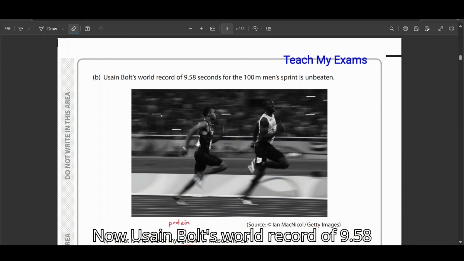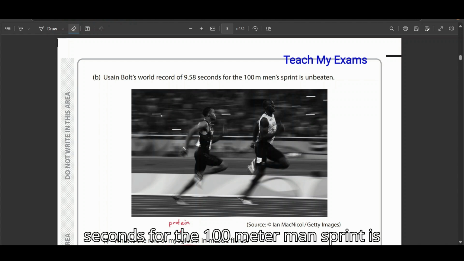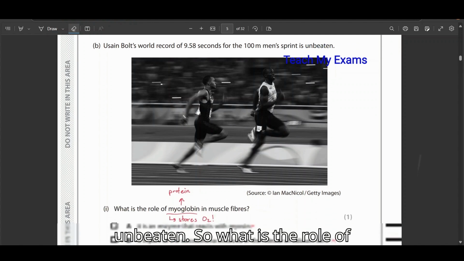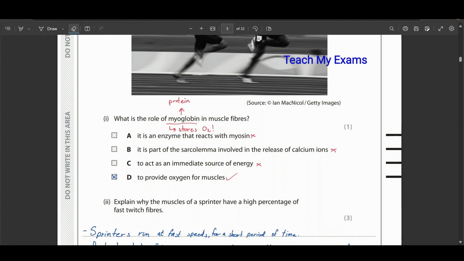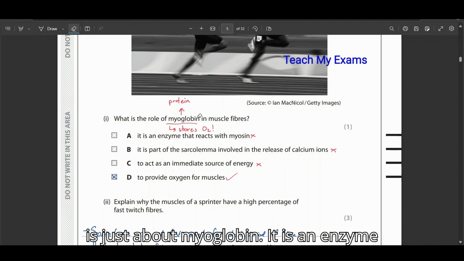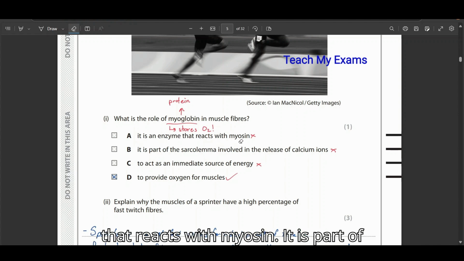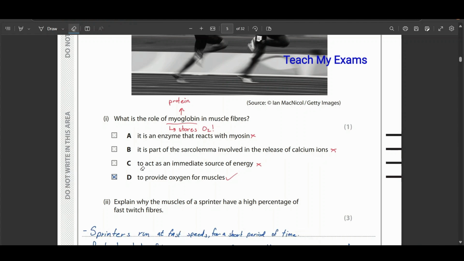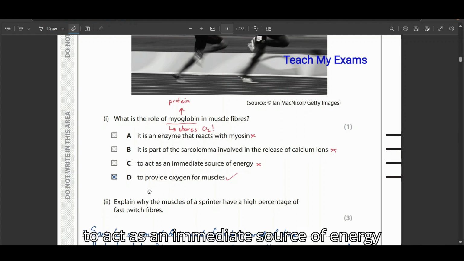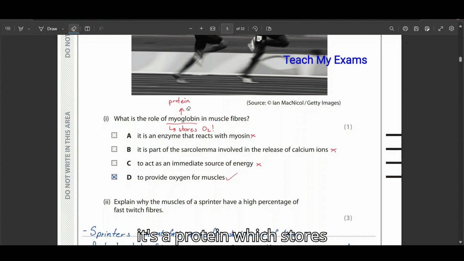Now, Usain Bolt's world record of 9.58 seconds for the 100-meter men's sprint is unbeaten. What is the role of myoglobin in muscle fibers? Myoglobin is a protein and it stores oxygen. The other options say it is an enzyme that reacts with myosin, it is part of the sarcolemma, or it is involved in the release of calcium ions to act as an immediate source of energy. Again, it's a protein which stores O2.